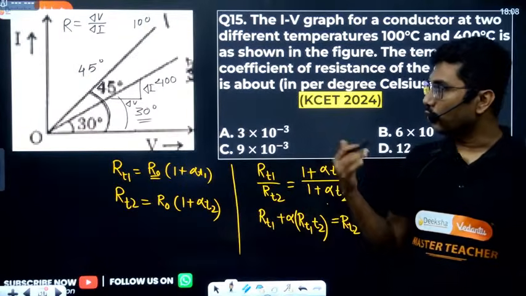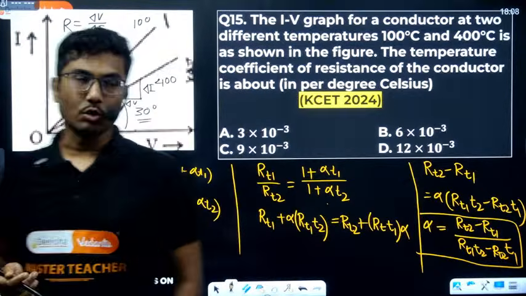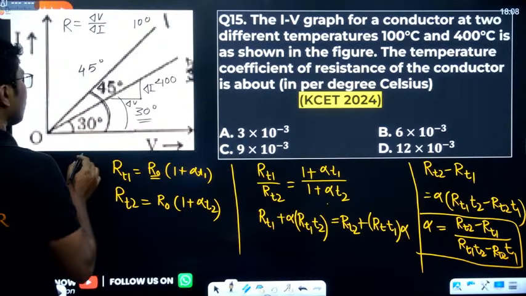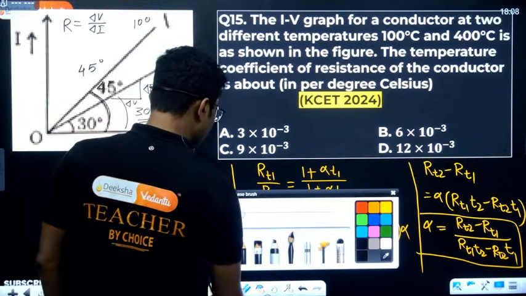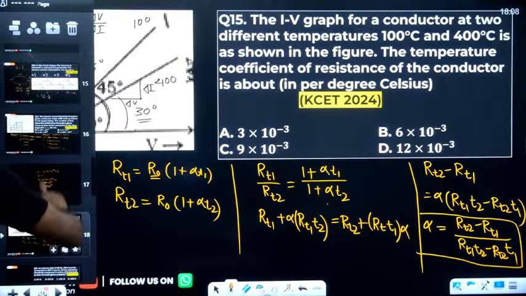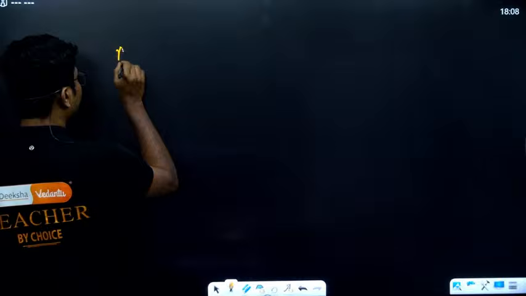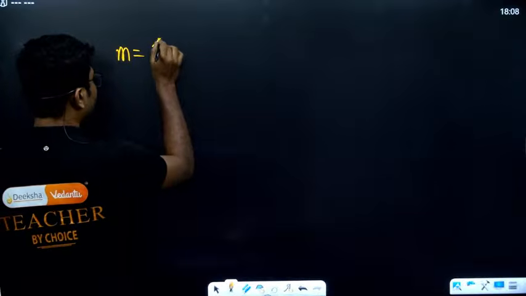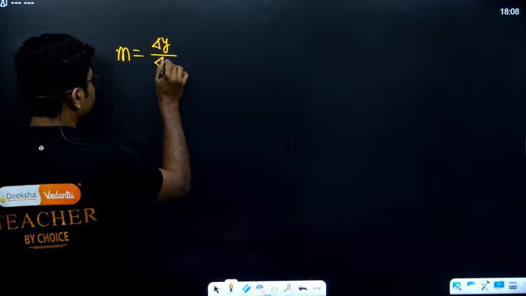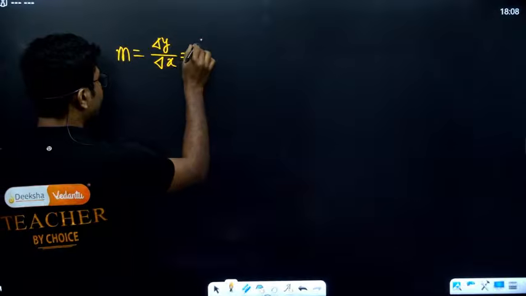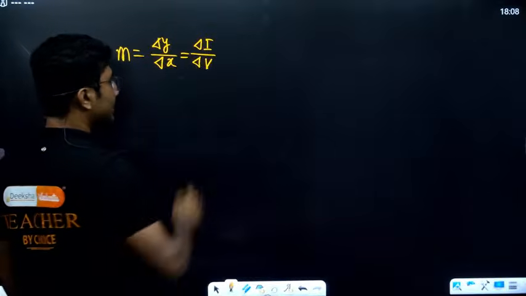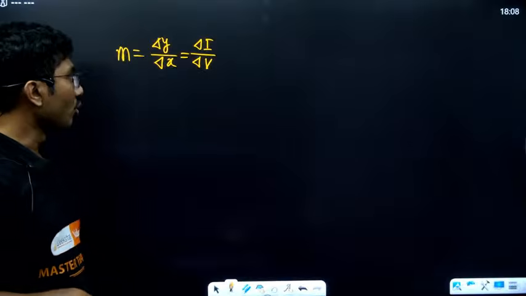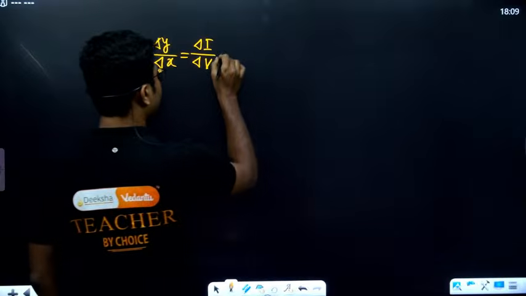So if you take the slope of the graph, what is the slope of a straight line? If you have done that in the mathematics class, it's slightly geometry. The slope of a straight line is given by m equals delta y upon delta x. Here delta y is I and delta x is V. So this is the slope and that can be calculated using tan theta.